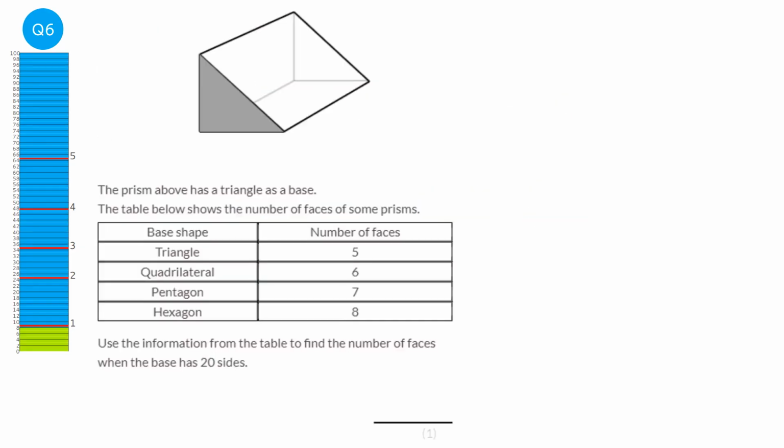Something to realise in this table we're given in this question is that the triangle has 3 sides, quadrilateral 4, pentagon 5, and hexagon 6. And that number is just 2 less than the number of faces. So basically, if you've got the number of sides, you add 2. So 4 plus 2 is 6, 5 plus 2 is 7, and 6 plus 2 is 8. So if we've got 20 sides, and we just do the same thing, adding 2, then we should have 22 faces. So our answer is 22.